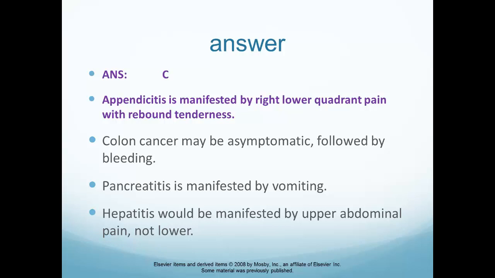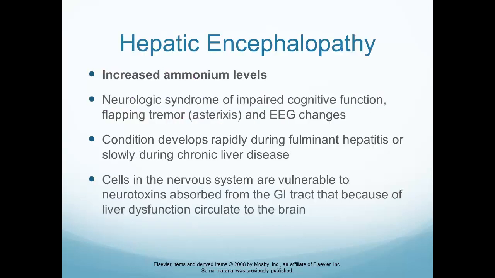Colon cancer usually is going to be asymptomatic. It's followed by bleeding. In other words, the first symptom we often see of colon cancer is bleeding. Pancreatitis usually is either manifested by vomiting or by having upper abdominal pain. Hepatitis would be upper abdominal pain as well.